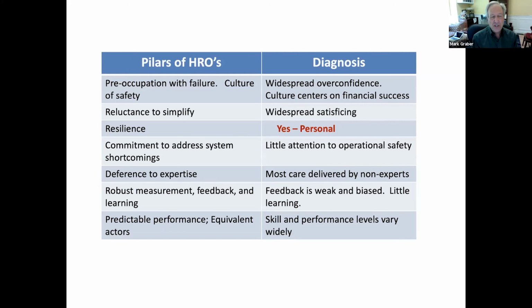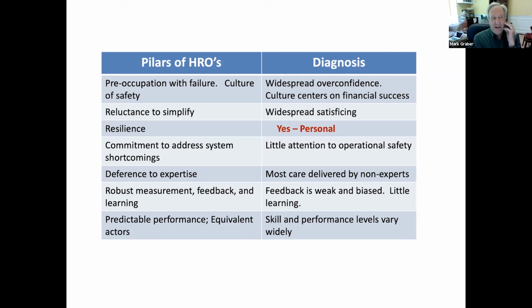I'm going to skip resilience and come back to it. I already talked about the problem addressing system shortcomings. Forget it. There's widespread normalization of deviance, deference to expertise, sure, but most care is delivered by non-experts on the front line. Robust measurement, feedback, and learning. There is no measurement right now. The feedback is distorted and there's almost no learning. Equivalent actors, I don't think so. It's different depending on what doctor you see.